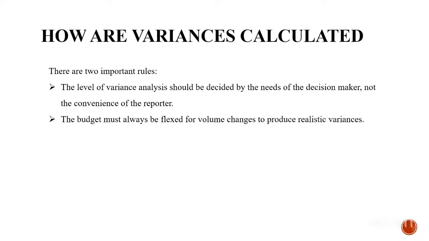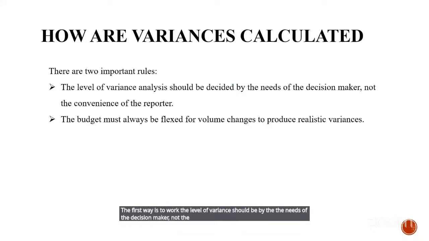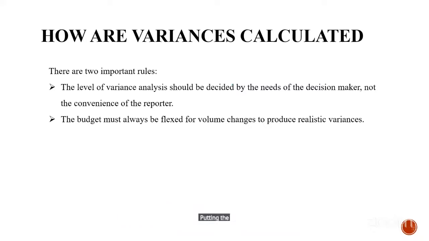How are variances calculated? There are two important rules. The first rule is that the level of variance should be decided by the needs of the decision maker, not the convenience of the reporter. So, decide the level of variance accordingly.